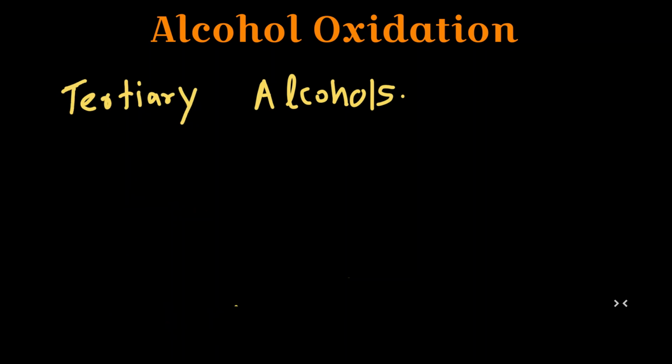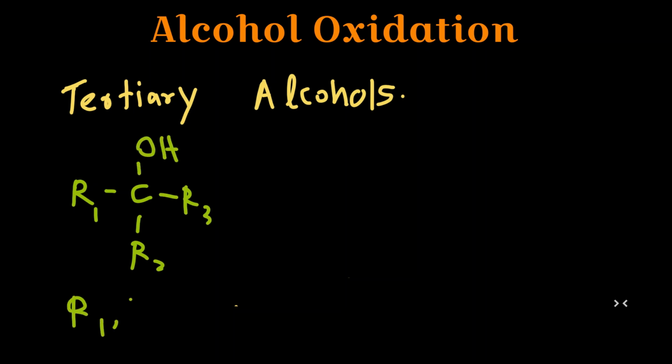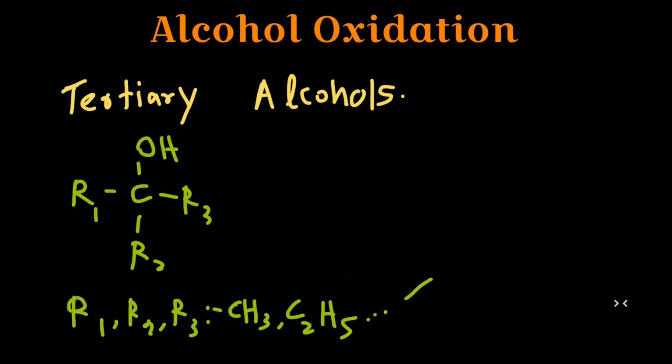Let's consider tertiary alcohols. Tertiary alcohols have three R groups like this: R1, R2 and R3, and one OH group. These R1, R2 and R3 can be methyl, ethyl or any other alkyl group including benzene.